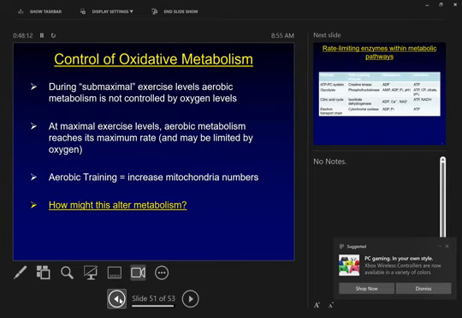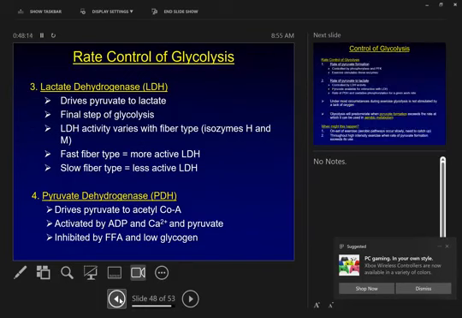If I want to control where the glucose or where the pyruvate goes, I need more of this so that more pyruvate will bind to this rather than here. And the way I get this is to have more mitochondria. If I want to break down more fat for energy, I need more of the things, mitochondria, where the fat can actually be broken down.